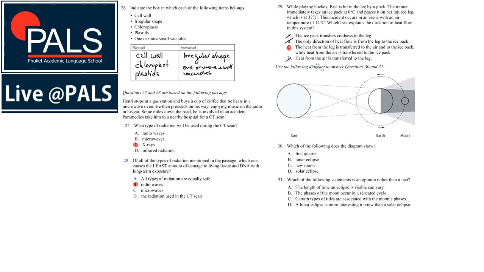And the last one is wrong because the air is cooler than the leg, so it's the other way around. So here we have a diagram that shows the Sun, Earth, and Moon system. Which of the following does the diagram show? First quarter, lunar eclipse, new moon, or solar eclipse.